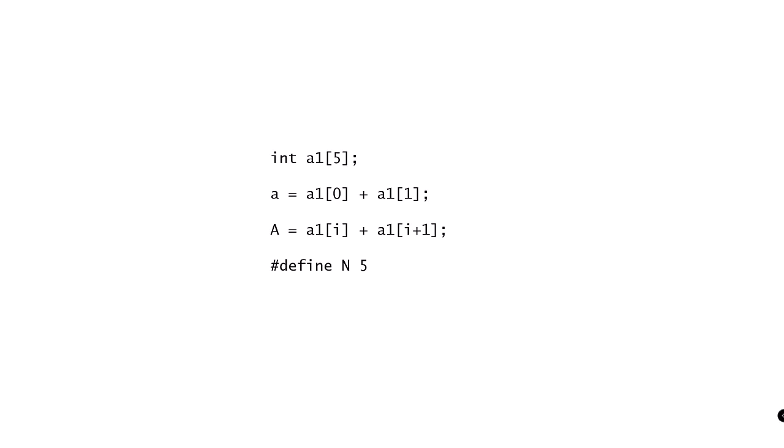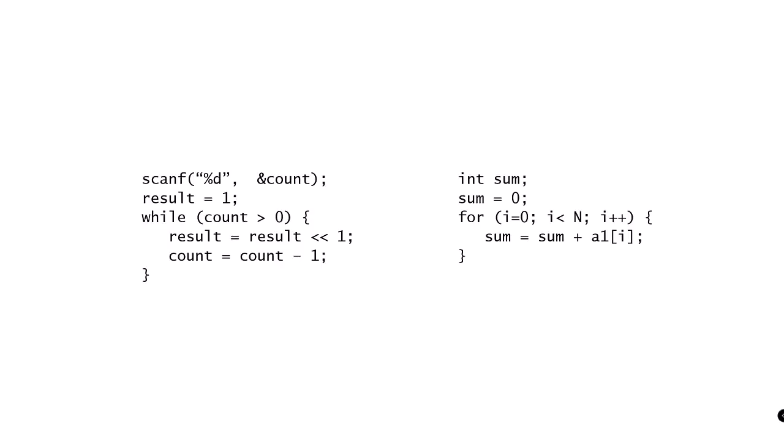We can use a variable I to compute the index that we want to access. So here we access the ith and the ith plus 1th elements. It's also good programming practice to define a name for the size of an array. Here we've defined n to be 5.